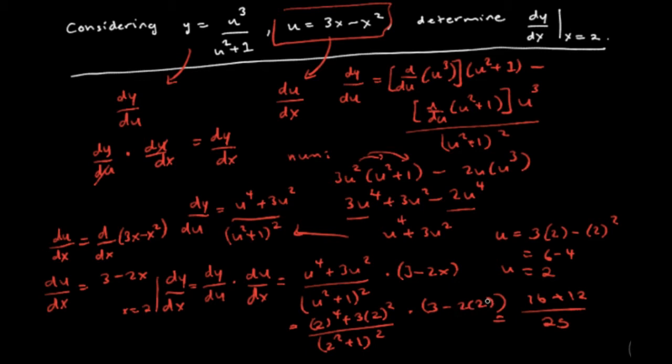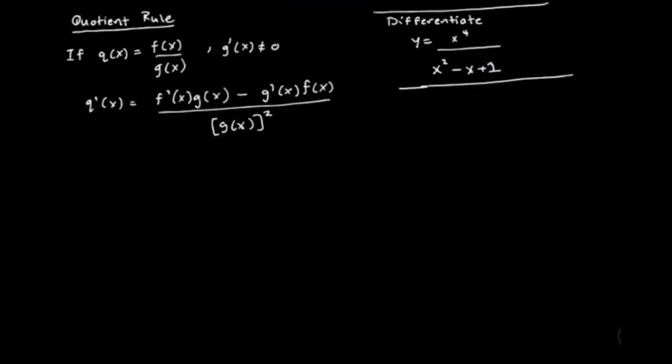And this is times 3 minus 4, which is negative 1, right? And the 16 plus 12 is 28, so this is 28 over 25. So this is negative 28 over 25, and that's our answer. This is dy over dx when x is equal to 2, okay? And that's our rate of change, or our slope at x equal to 2.